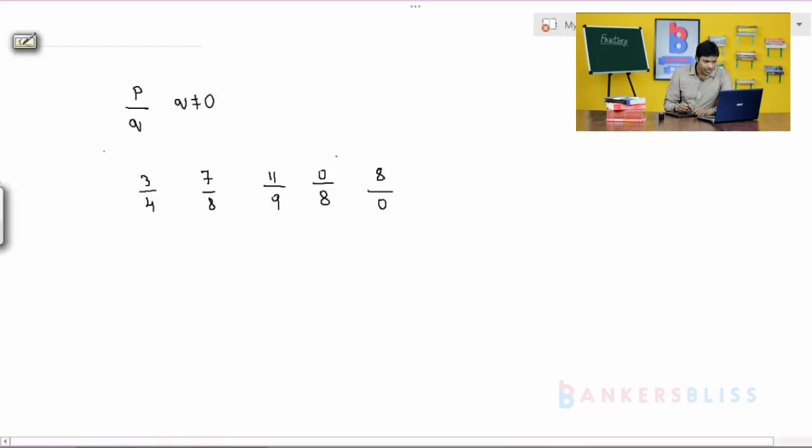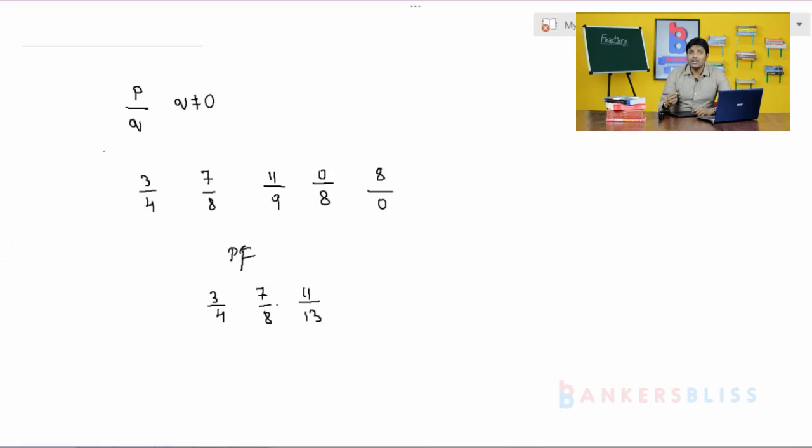Now, what types of fractions are there? The first variety is proper fraction. See here, example 3 by 4, one more example 7 by 8, one more example 11 by 13. Means the numerator should be less than the denominator. Those type of fractions are called proper fractions. It is very important.